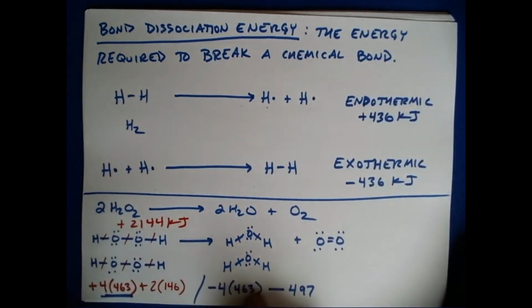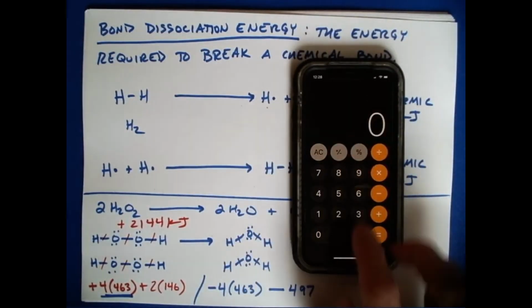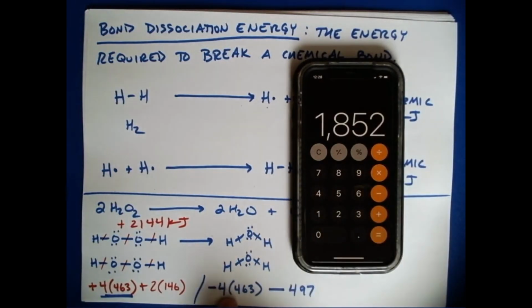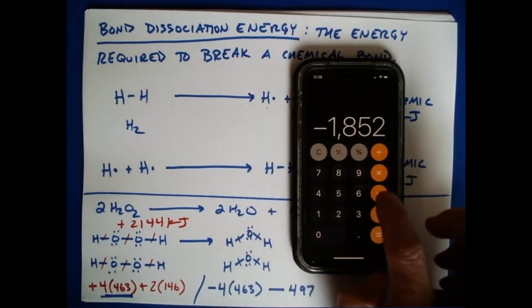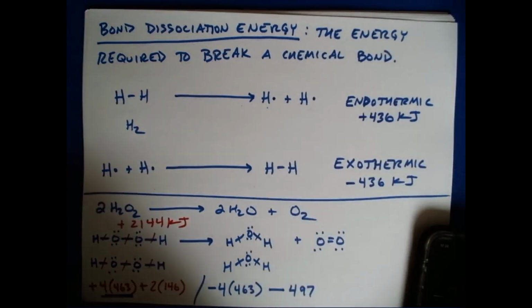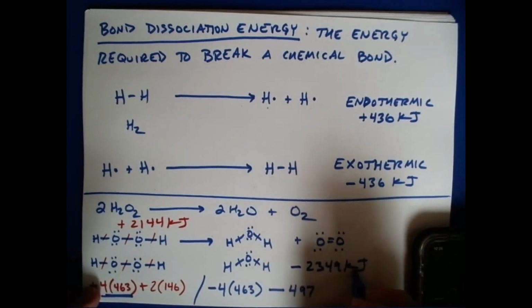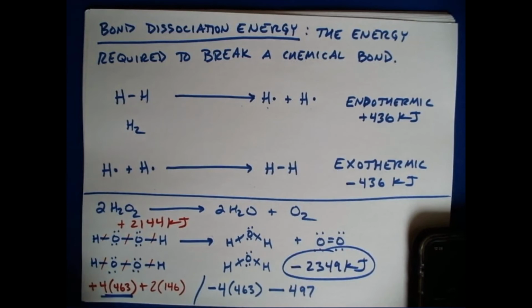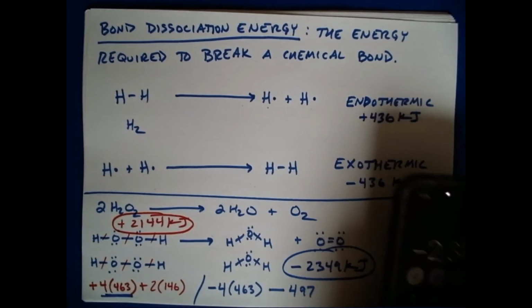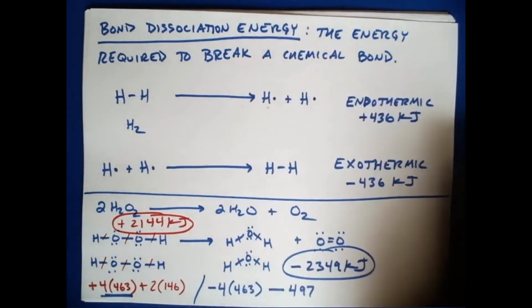Now over here on this side, let's calculate how much energy is released when all of these bonds are formed. So it's going to be 4 times 463, and we're going to make that negative. And then we're going to subtract 497 for this. So it's going to be a minus 2349 kilojoules. So now we take the sum of these two, so this minus this. Or I can take negative 2349 and add 2144. Negative 205 kilojoules.